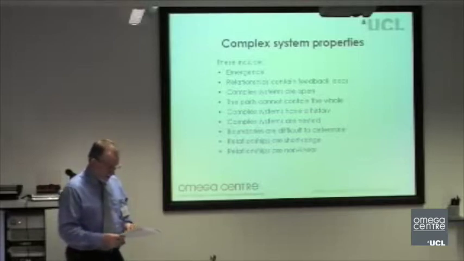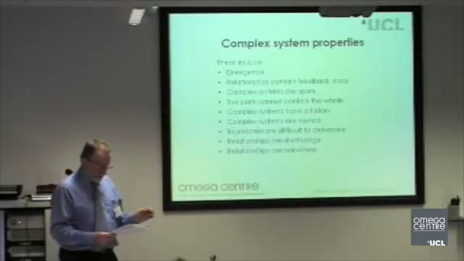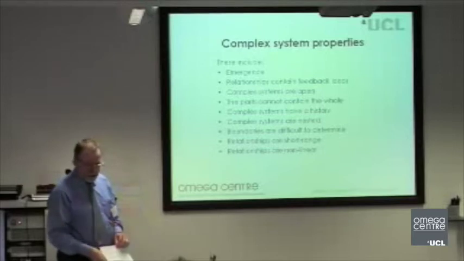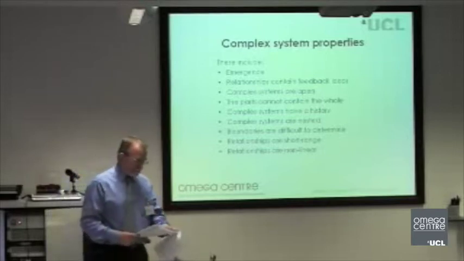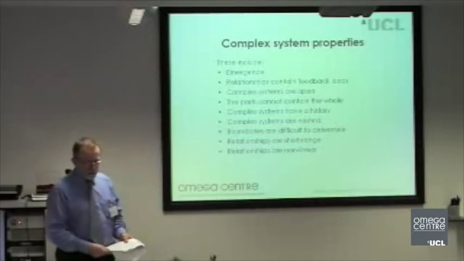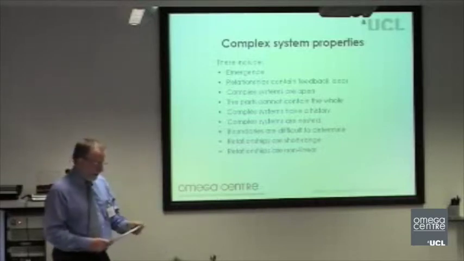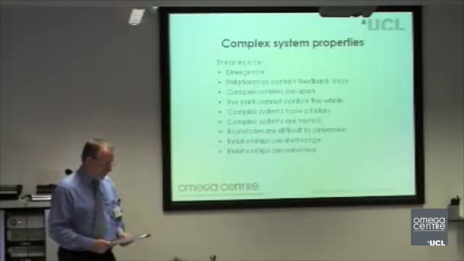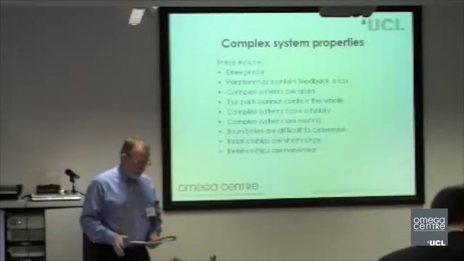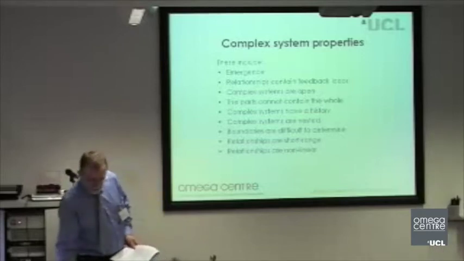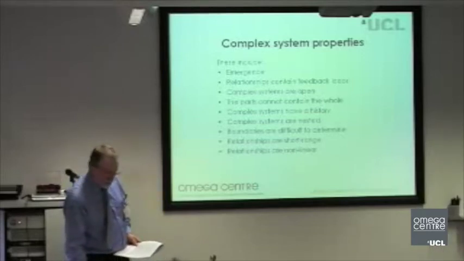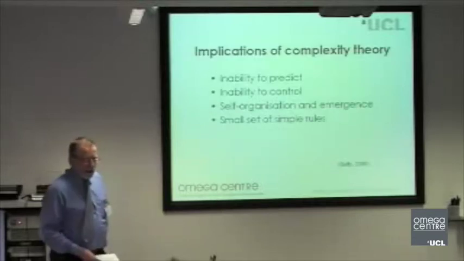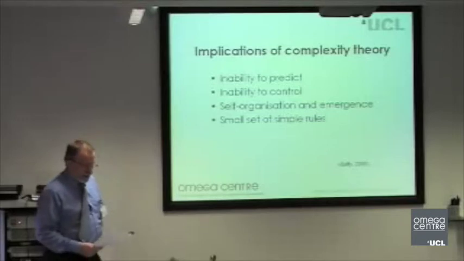And complex systems have a history. A small change in circumstances can lead to large deviations in the future. The boundaries are difficult to determine because they're open systems, and they're usually defined on the basis of the needs and prejudices of the observer. So they have a number of implications when we come to look at decision making and planning.